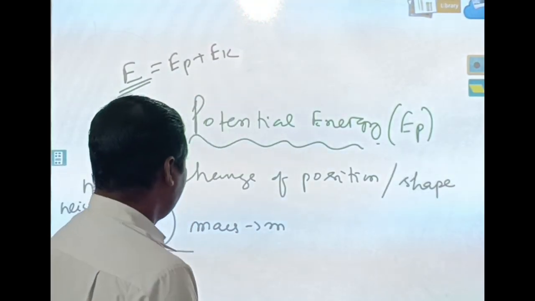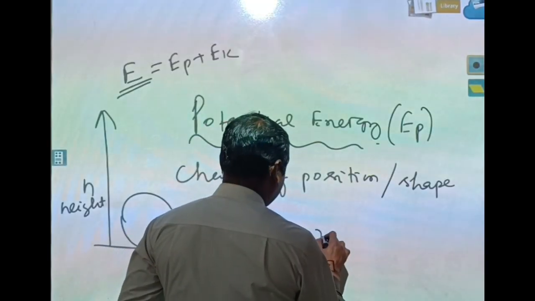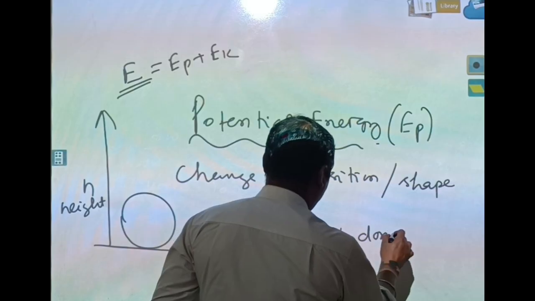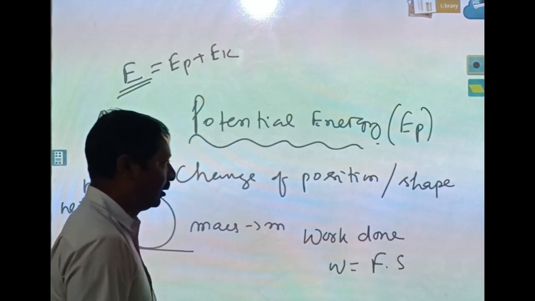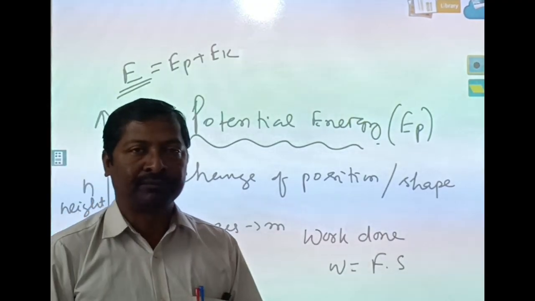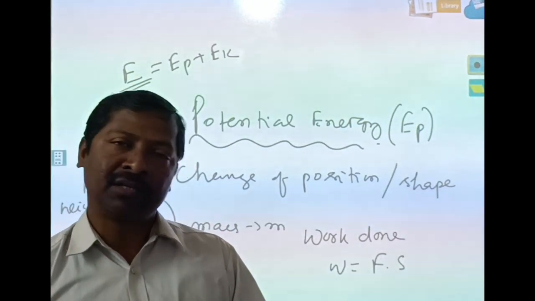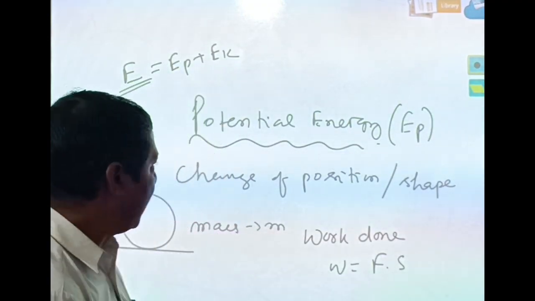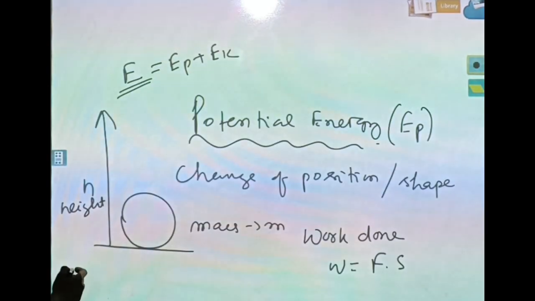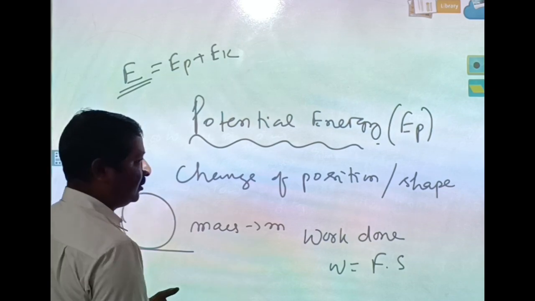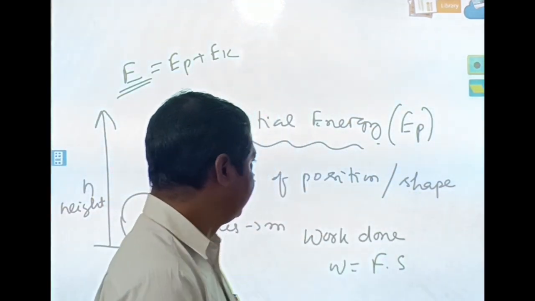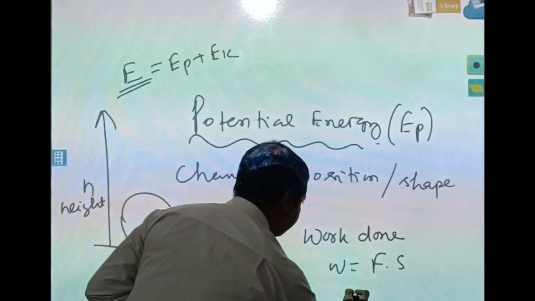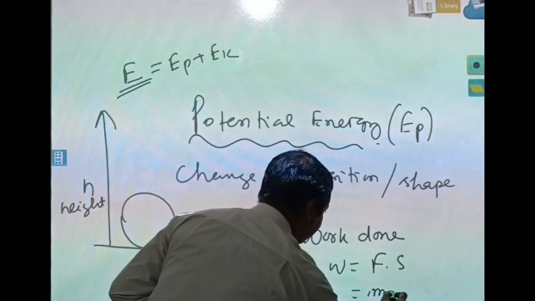So the work done is W, and it is Fs. How much force am I applying? Force is equal to mass into acceleration. But I am applying this force against gravity. So the acceleration is g, and the force is m into g.